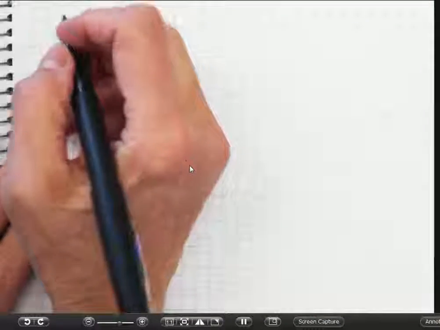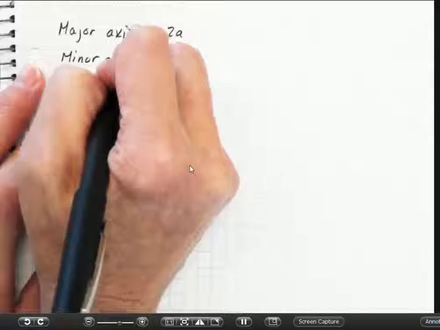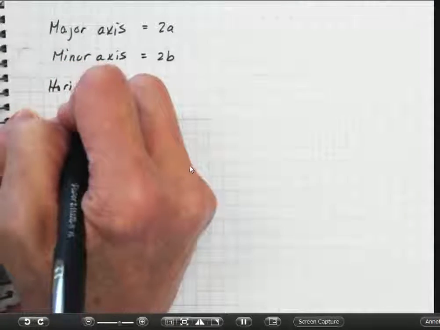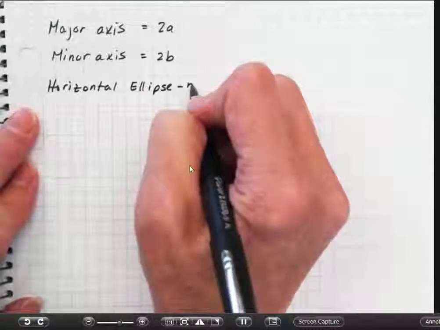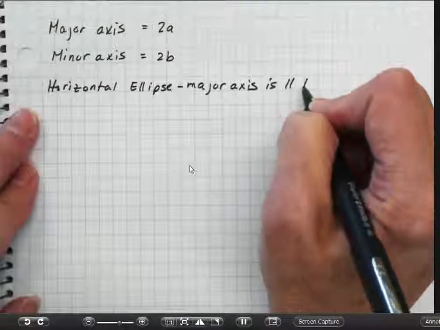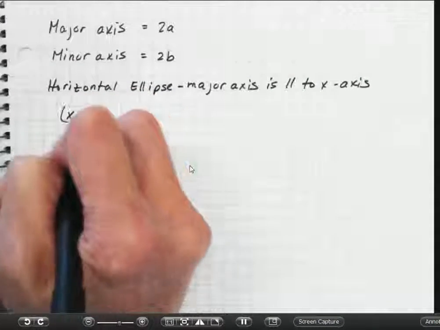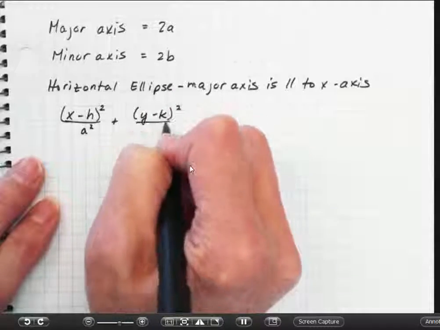So your major axis is going to be length 2a, and your minor axis is going to have length 2b. We're either talking about a horizontal ellipse, which is what I just drew up on the board. That means that the major axis is parallel to the x-axis. And the form of that particular ellipse is (x minus h) quantity squared over a squared plus (y minus k) quantity squared over b squared equals 1.